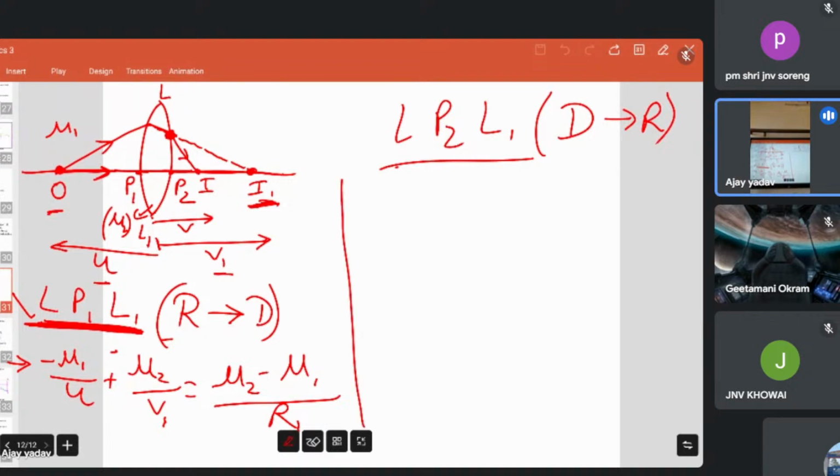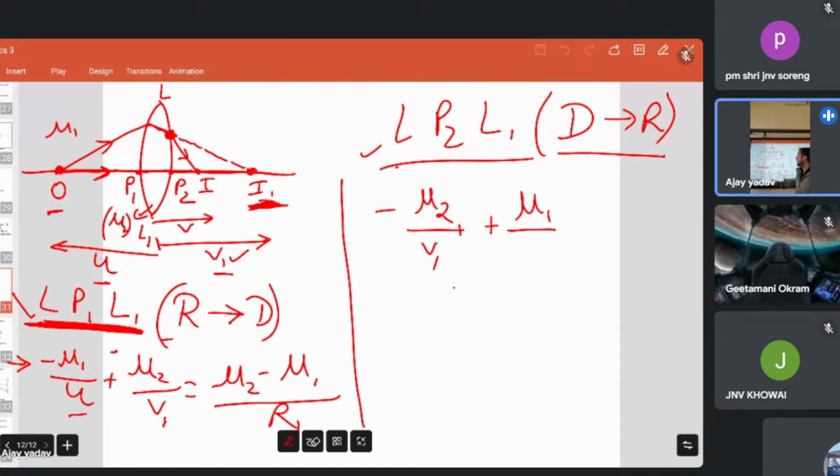Similarly, for the second surface L P2 L1, we will write the equation of denser to rarer, which means we simply change the subscripts. Here we write minus mu2 upon u. But for the second surface, what is the object? I1 is the virtual object, so the distance is equal to V1. This is V1, plus mu1, in place of mu2, because it is denser to rarer, upon V1.